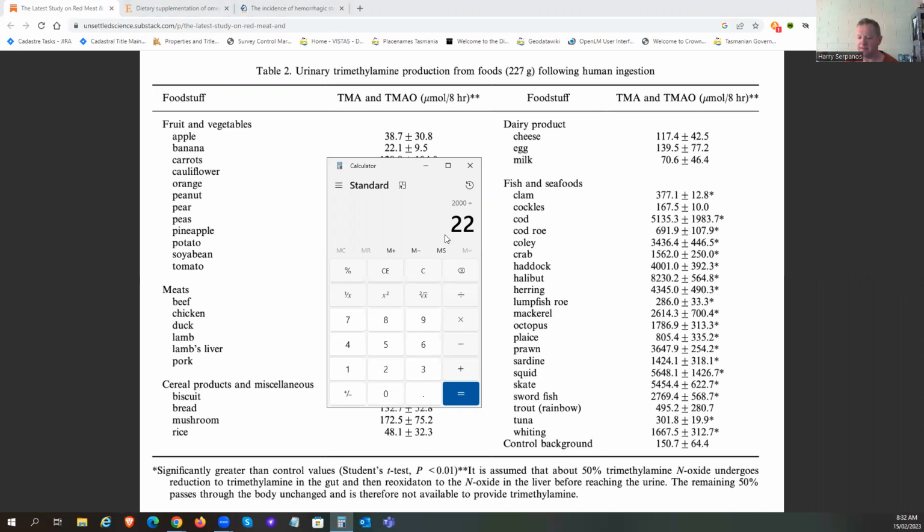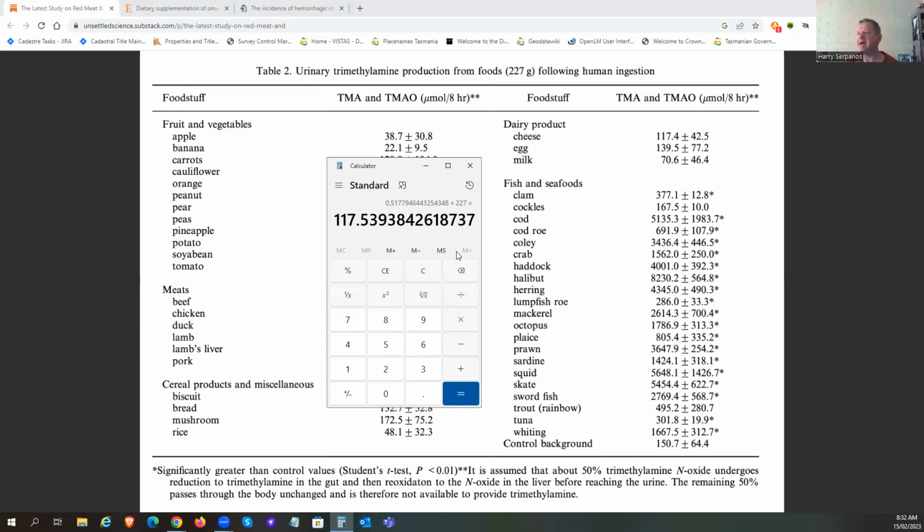Divided by 227. So that's our figure, 8.81. I'll copy that. And then we'll go 301.8. Oops, times. So even there, we've got the difference. You divide that between 5.3 times 227. Oops.